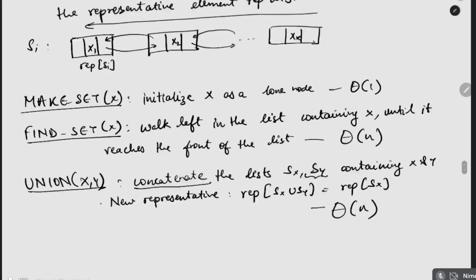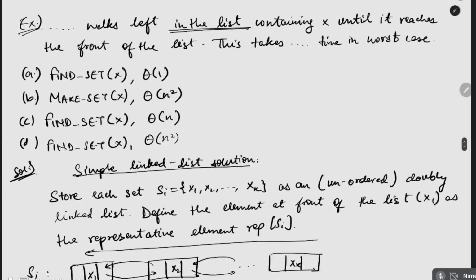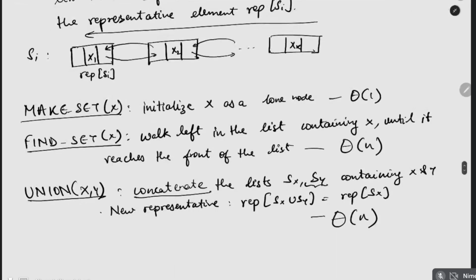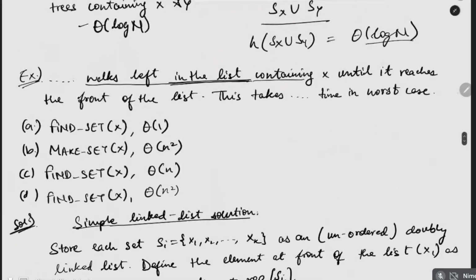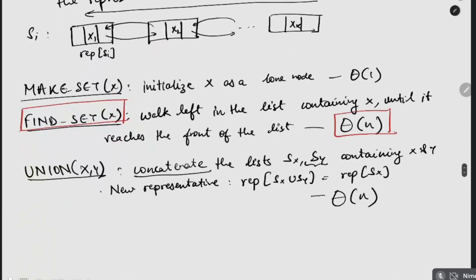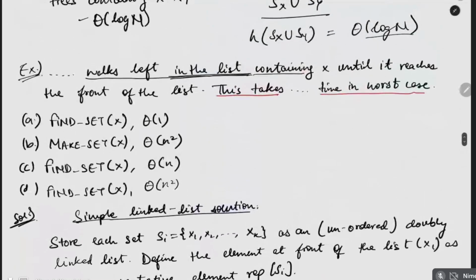Okay, so in our original problem, we wanted to find the operation that walks left in the list containing x until it reaches the front. According to this definition, it is the find set operation. And what is the worst case time complexity? It has a theta of n. It takes the order of n time in the worst case. So that is our option C here.